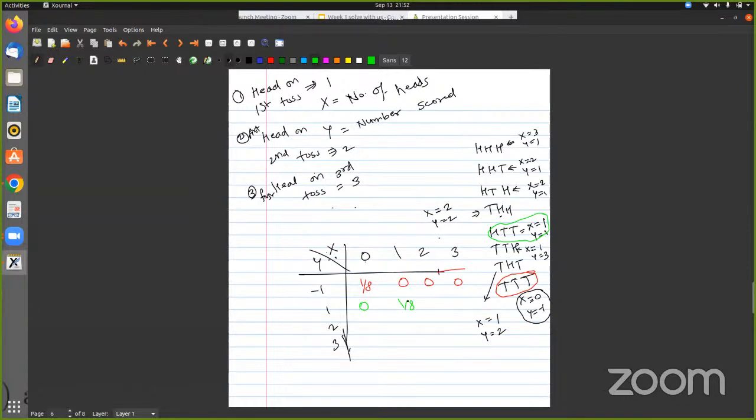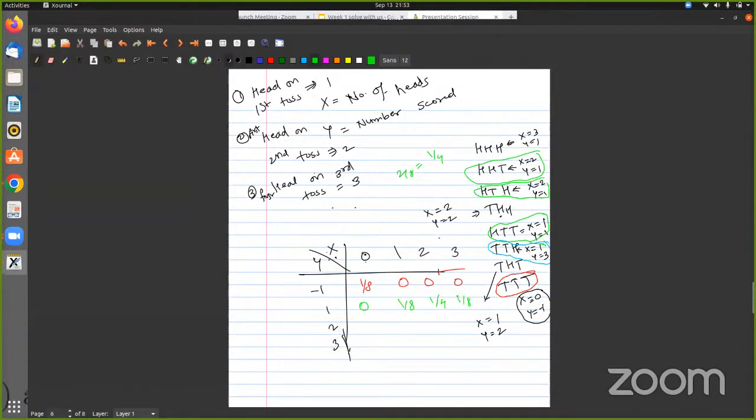Okay, so what is this probability? X equals to 2 and y equals to 1. In this case, there are 2 cases, right? So 2 by 8, which is equal to 1 by 4. When is x equals to 3 and y equals to 1? Here, right? This one. So only one possibility, so I'll say it is 1 by 8.